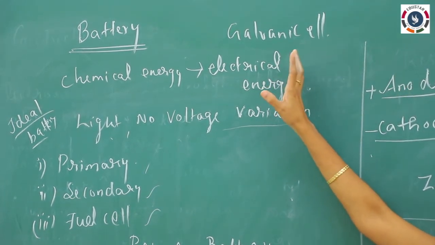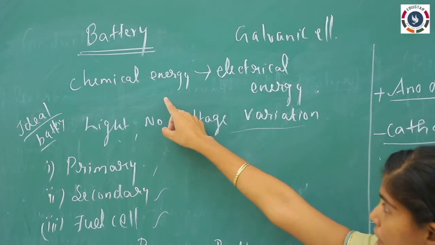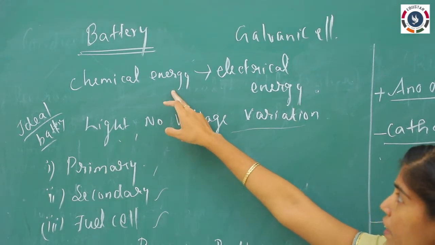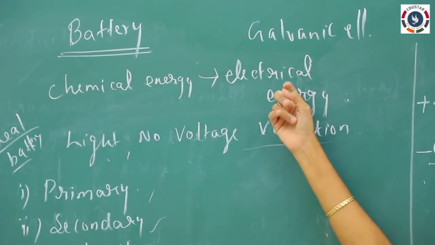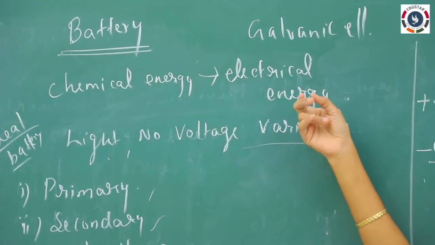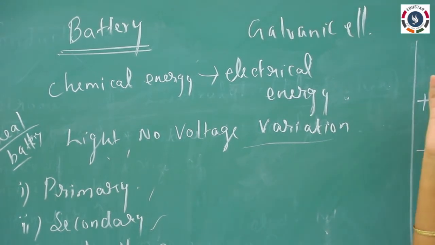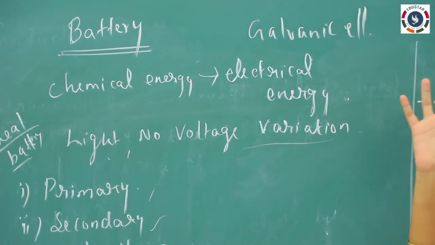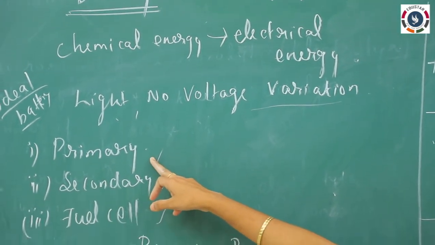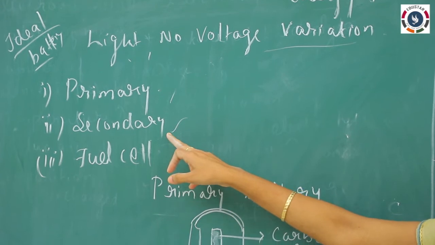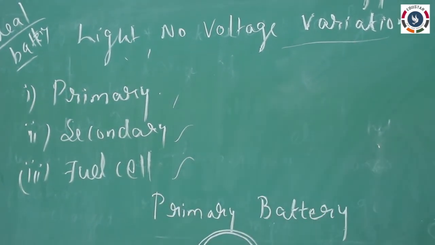All the batteries behave in a galvanic cell manner, that is they convert the chemical energy happening inside the battery into electrical energy, and in turn this electrical energy is used to do some work like glowing a bulb or running a motor, etc. There are three types of battery. One is the primary battery, second is the secondary battery, and third is the fuel cell. First we look at the primary battery.